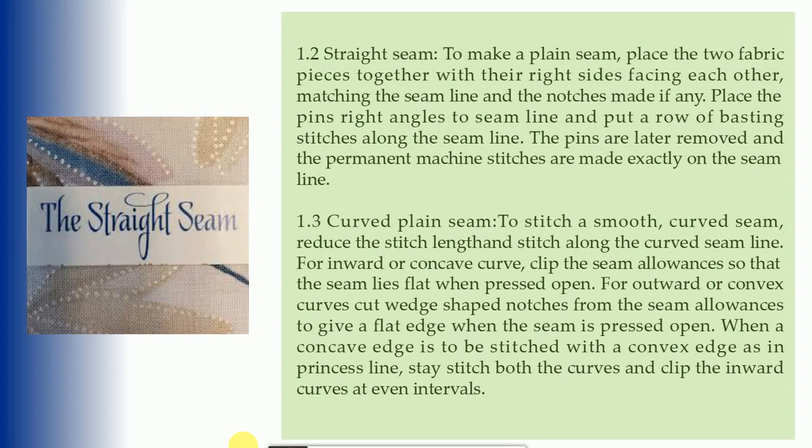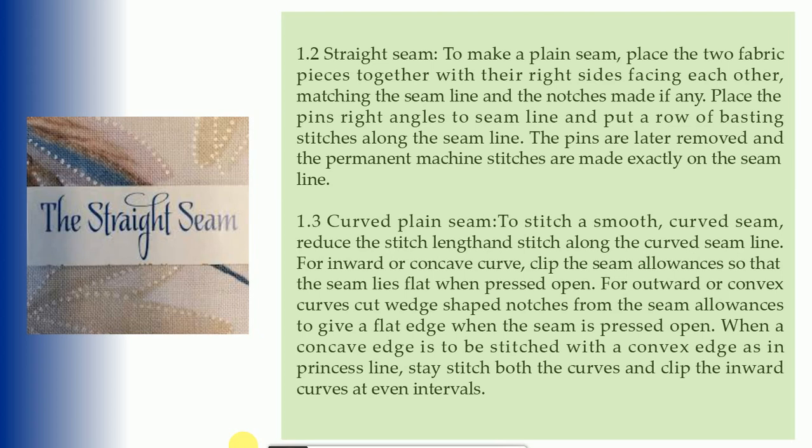1.2 Straight seam. To make a plain seam, place the two fabric pieces together with their right sides facing each other, matching the seam line and the notches made, if any. Place the pins at right angles to the seam line and put a row of basting stitches along the seam line. The pins are later removed and the permanent machine stitches are made exactly on the seam line.